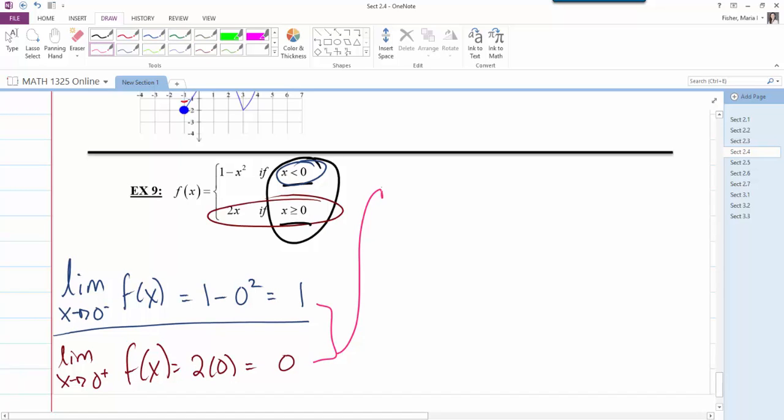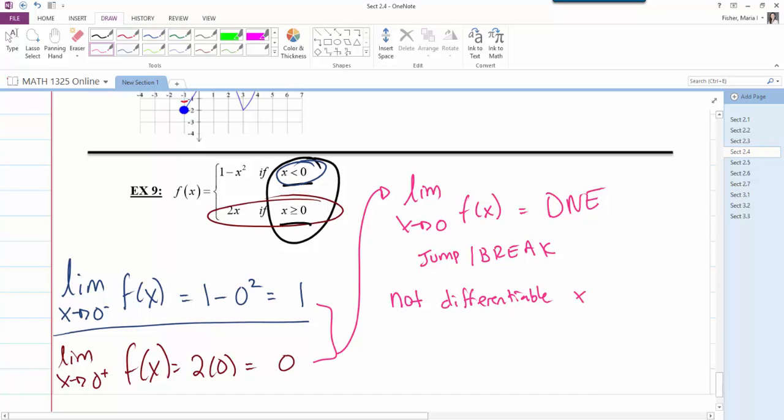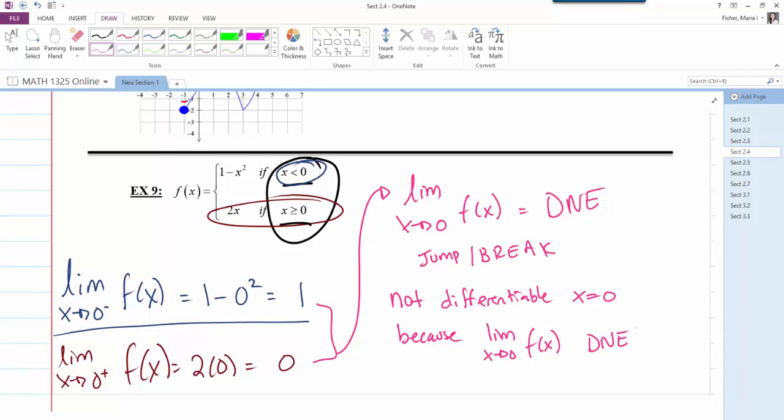So, given this information, does the limit as x approaches 0 of f of x exist? No, it does not exist. Why? Because we're not going towards the same number, which means that we will have some kind of jump or break in our function. And if we have a jump or a break, we are not differentiable at that x value because that limit as x goes to 0 of f of x does not exist. So if we have a sharp corner, a jump or a break, or a vertical tangent, we are not differentiable at that point.